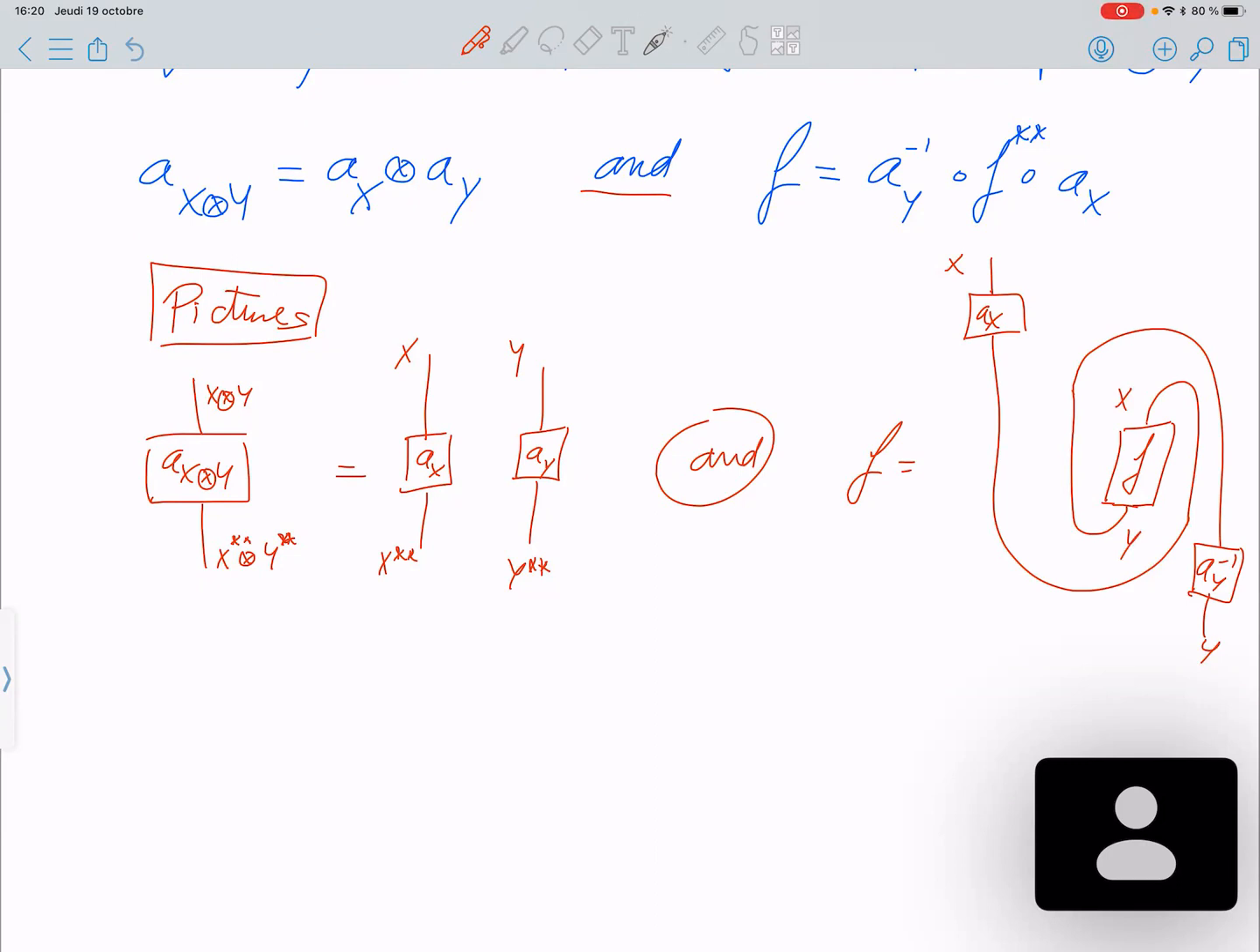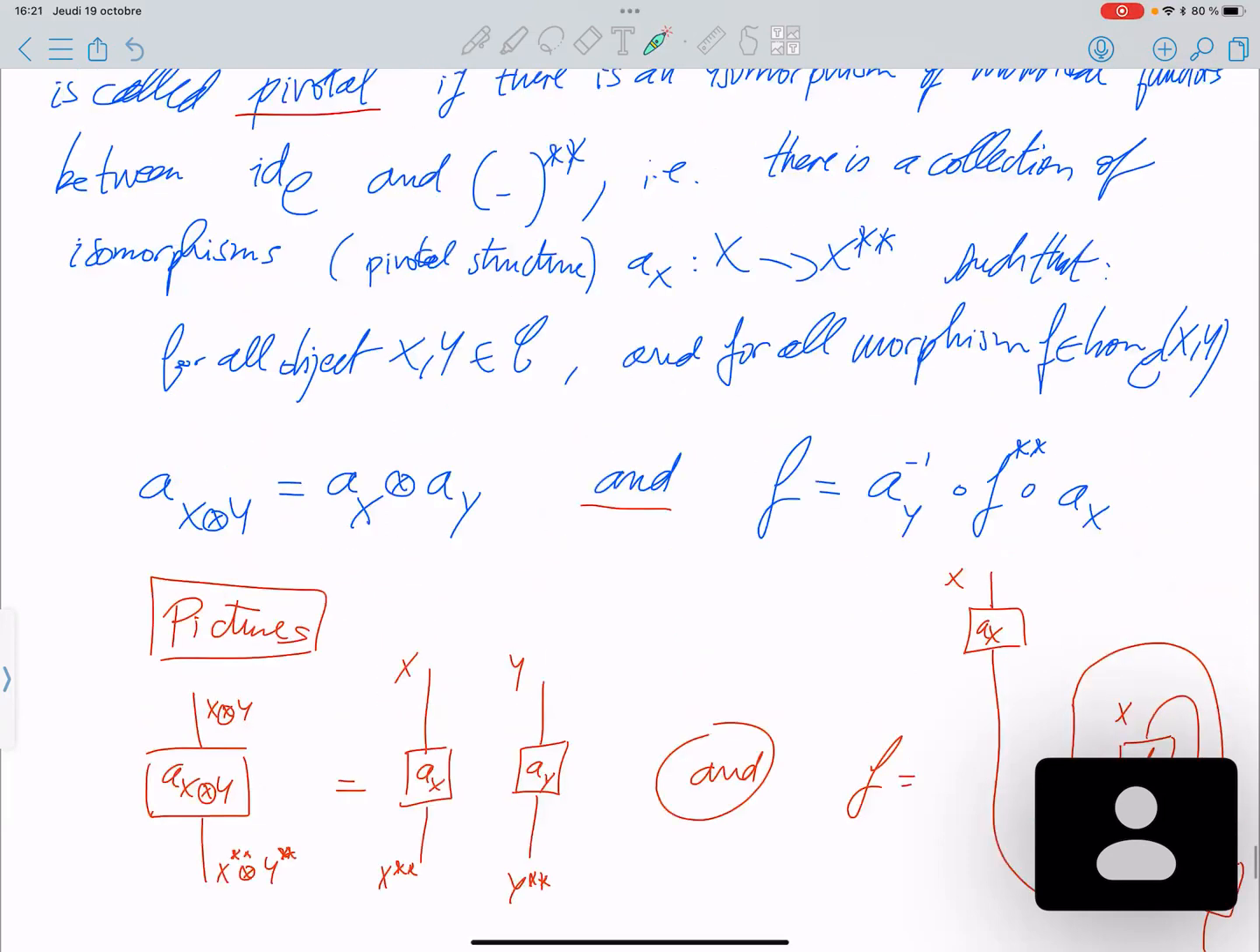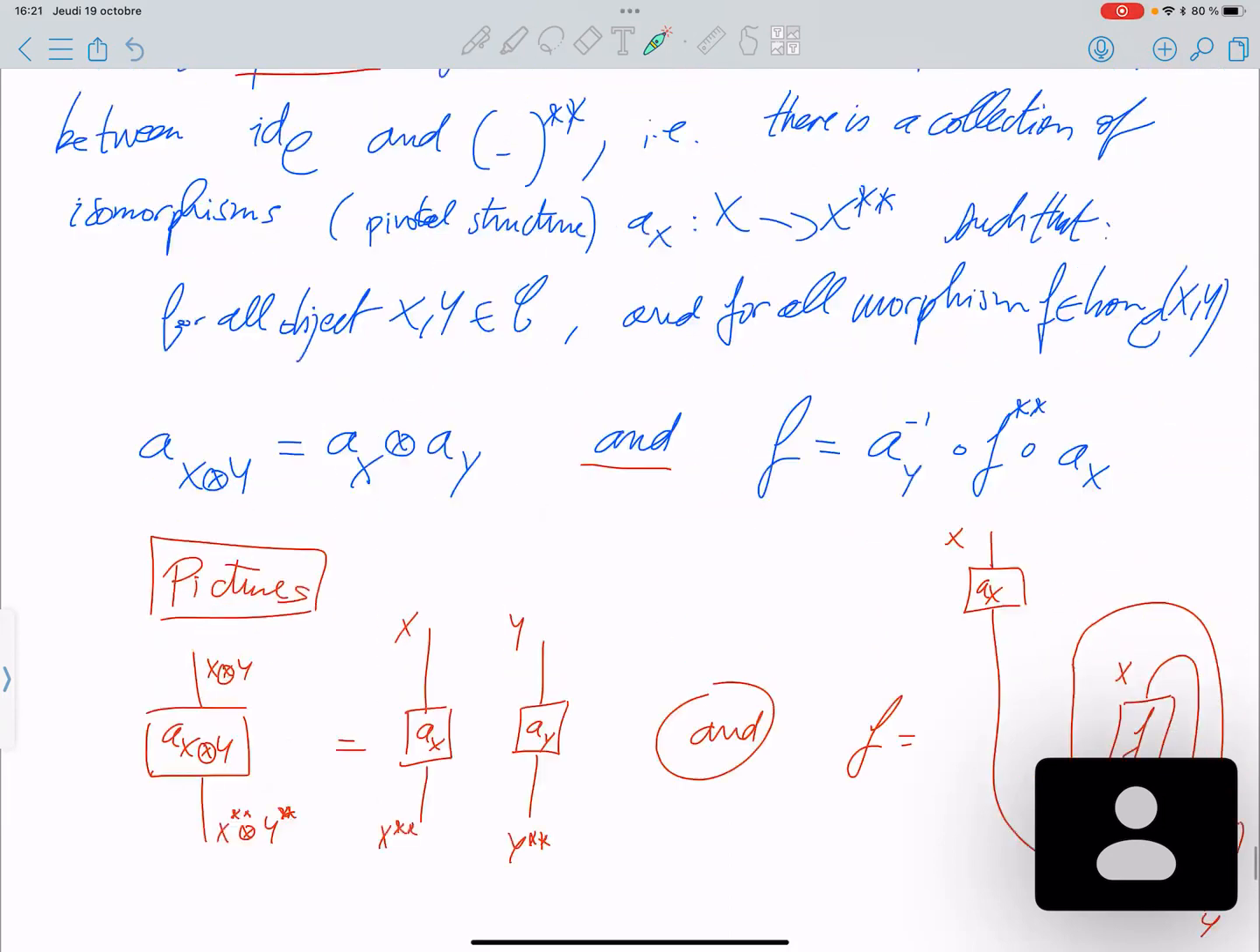So this is a picture. If you have such a spiral structure in the pictorial calculus, you can simplify it like that. Or if you want, you can put the pivotal structure on the other side. Anyway, you can do as you want. So this is a picture for the pivotal structure.